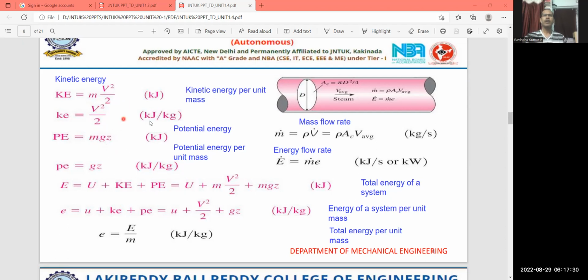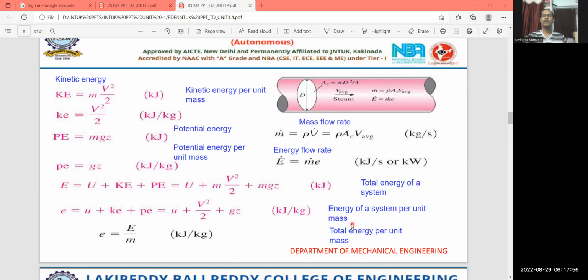Suppose you want to express that in terms of kilojoule per kg, the kinetic energy is nothing but v square by 2. So this is nothing but the intensive property. Next, potential energy, kilojoule per kg. So overall, the energy is nothing but internal energy, kinetic energy, and potential energy. So these are the things which you can consider.